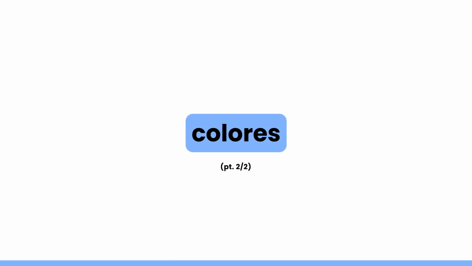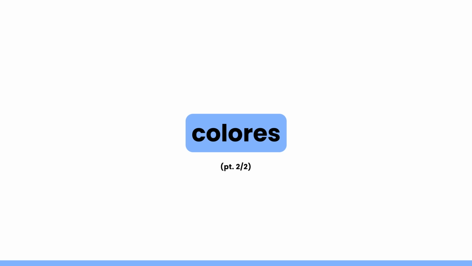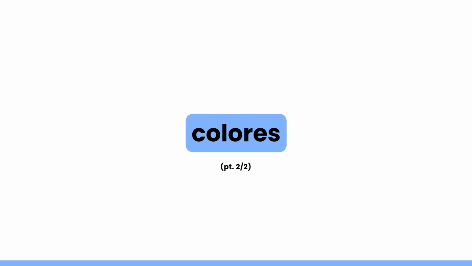In the previous lesson, we learned how to name some of the most popular colors in Spanish. In today's lesson, we will build a bit upon that and look at different types of hair colors, the different tones of colors that we have, and also some sentences about colors. So without further ado, let's get into today's lesson, colors part 2 of 2.